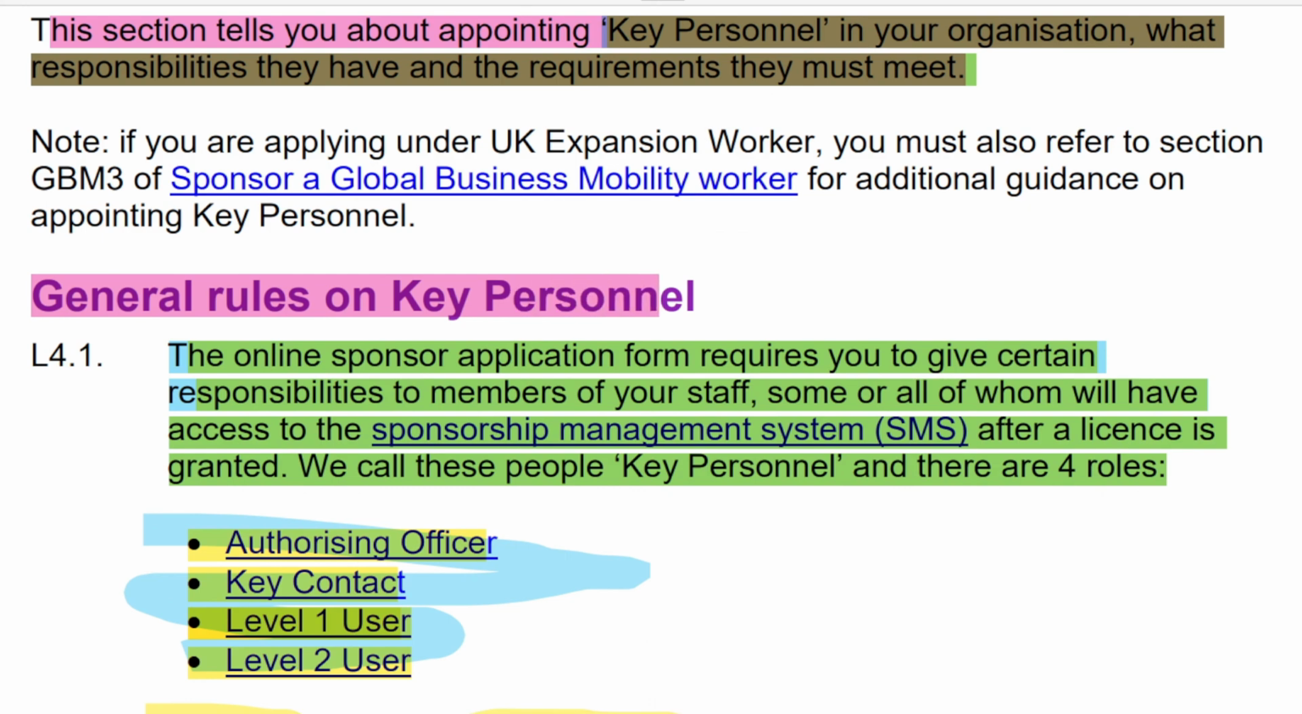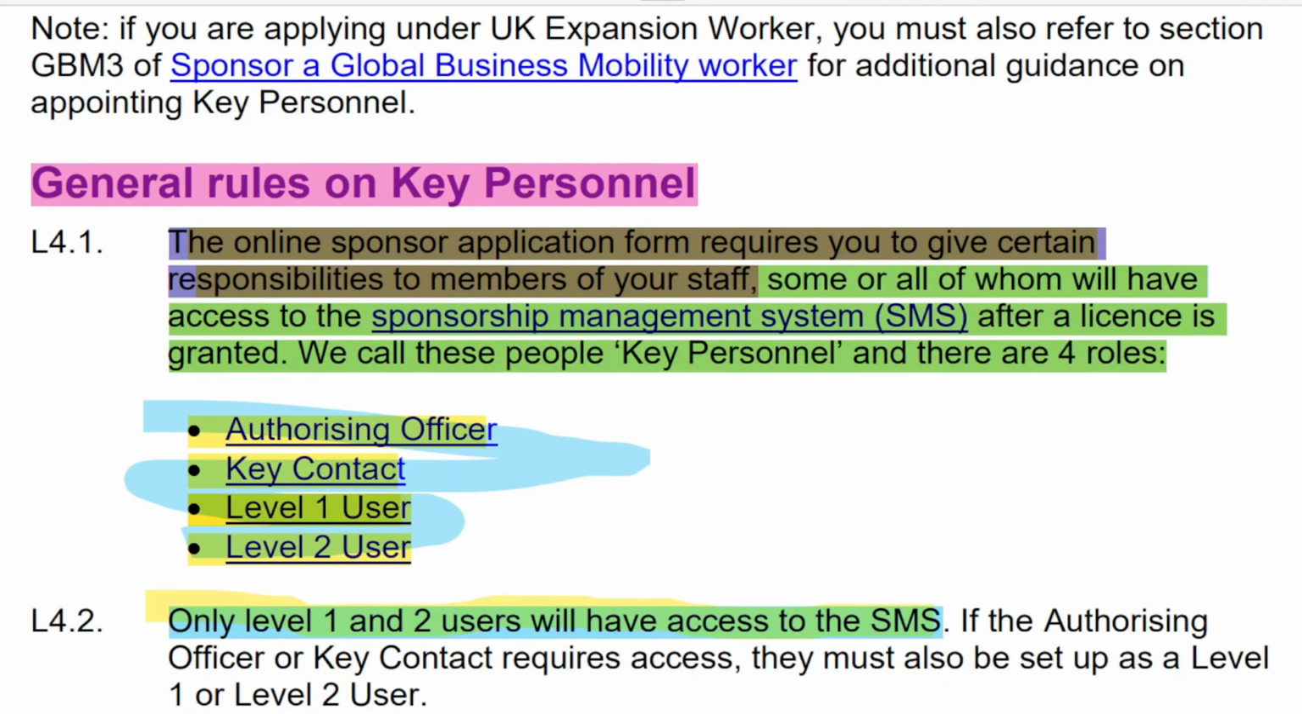General rules on key personnel. The online sponsor application form requires you to assign certain responsibilities to members of your staff. So you need to provide the details on your online application of what responsibilities they will do, some or all of whom will have access to the sponsorship management system. After a license is granted, we call these people key personnel, and there are 4 roles.